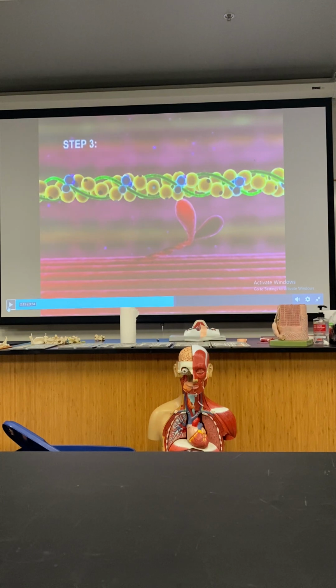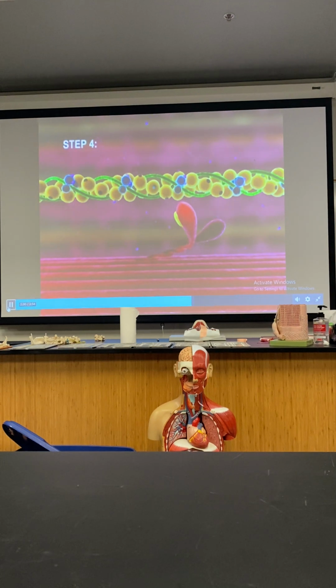We call that the M line, remember? The center of the sarcomere. Step 3, cross-bridge detachment. When another ATP binds to the myosin head, the link between the myosin head and actin weakens, and the myosin head detaches.